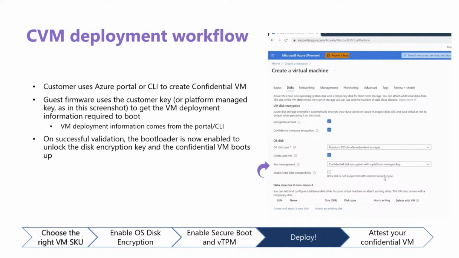Once you click deploy, that request first goes to the cloud provisioning service. The CPS does two things. One is encrypting the OS disk, given that we have chosen to enable OS disk encryption. The other thing that the CPS addresses is creating the virtual machine guest state. This is required to seal some of the secrets necessary during the boot workflow. And once all the validation succeeds during the boot workflow, the bootloader is enabled to unlock the disk encryption key.